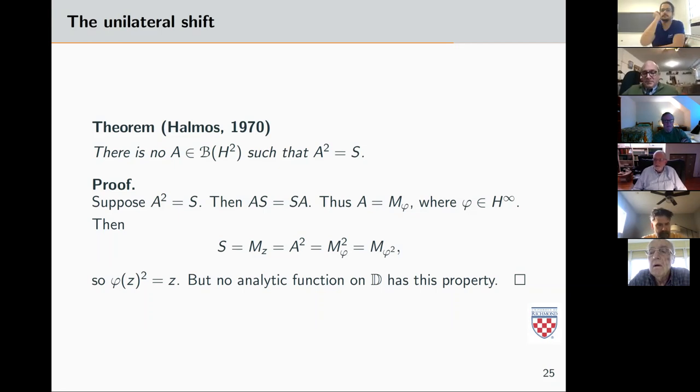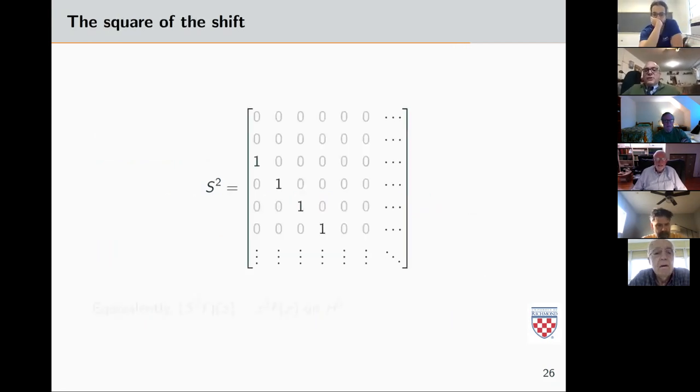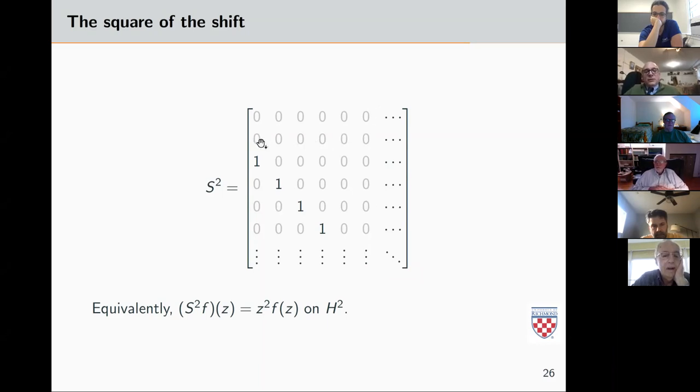Anyway, all right, what about the square of the shift? Does the square of the shift have a square root? That seems like a ridiculous question. Well, duh, it does, right? It's S. The square of the shift has this matrix representation, and you can think of this as just multiplication by z squared on H2. The shift, by the way, has ones along this diagonal, so the square is going to be this. It's kind of like a Jordan block. It just keeps on going down.